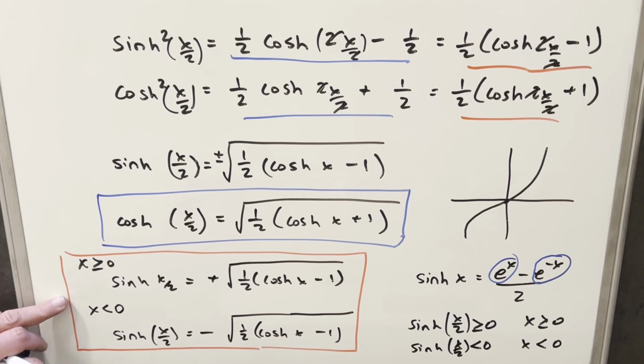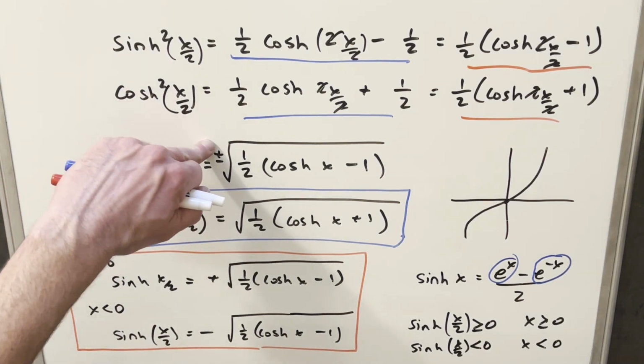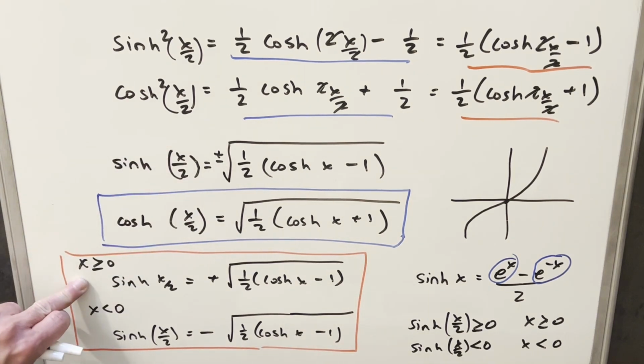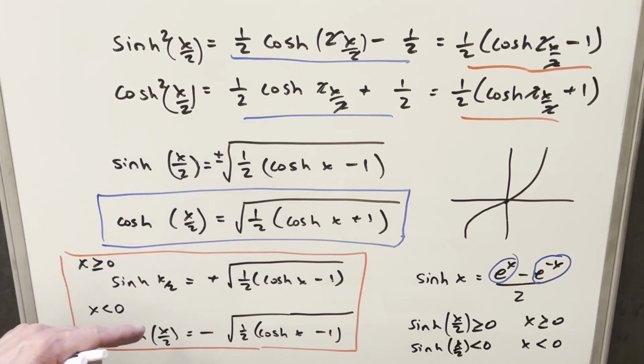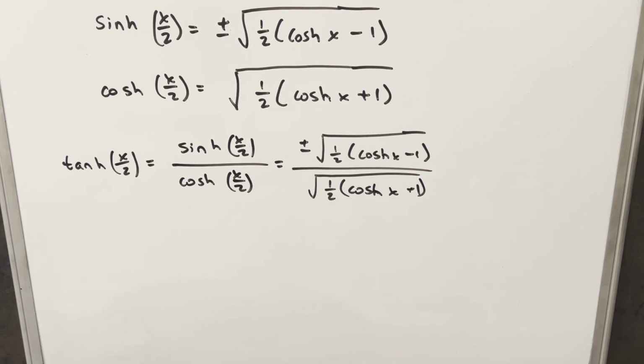The only reason I show it like this down here is you might run into a case where you actually want to know when is it plus or minus. It might not be enough to say just plus or minus. You may want the actual cases so you know when to use the positive value and when to use the negative value. Okay, now finally what I want to do is find a half angle formula for tan.